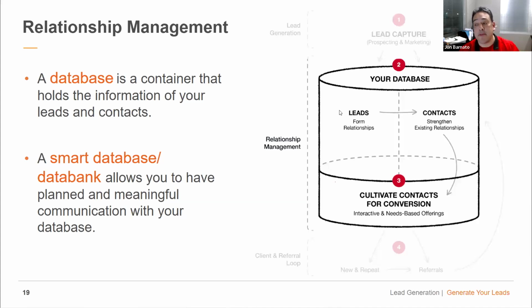A smart database allows you to have planned and meaningful communication with your database. So, what are some things we would like to collect information on or know about people in our sphere, in our phone, these people? What would we like to know to make it a smart database? Because right now, your contacts in your phone are your sphere.